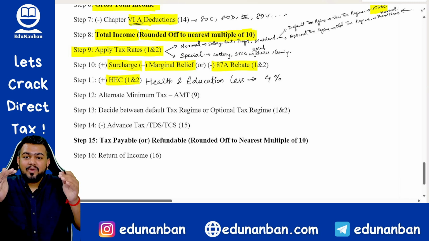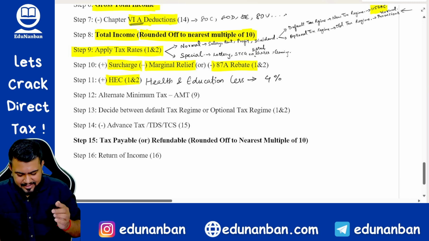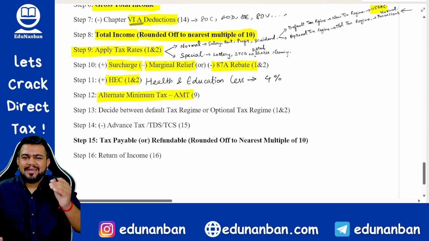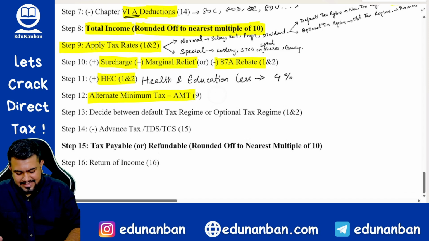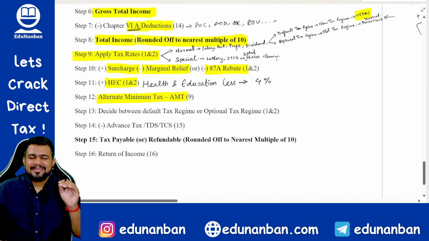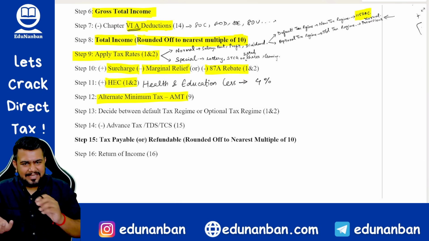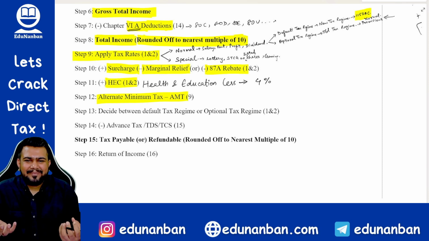Now there is one more type of tax you have to study, which is called alternate minimum tax, AMT. So what is this alternate minimum tax? See, on one hand the government will give a laddu to the taxpayer, and on the other hand the government will take back that laddu from the taxpayer.